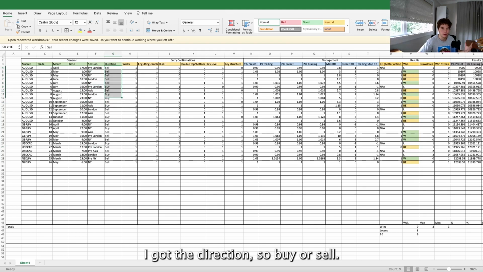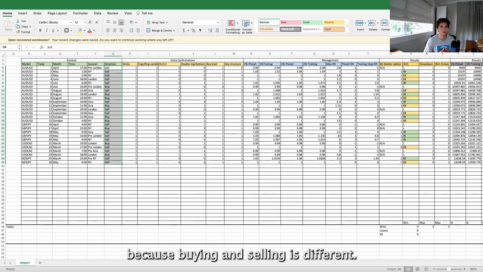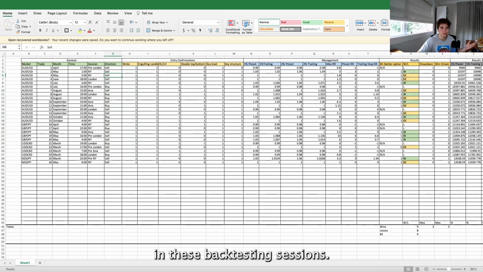I've got the direction, so buy or sell. This makes a big difference because buying and selling is different. Selling has different emotions playing on people, but that's just something you find in these backtesting sessions.